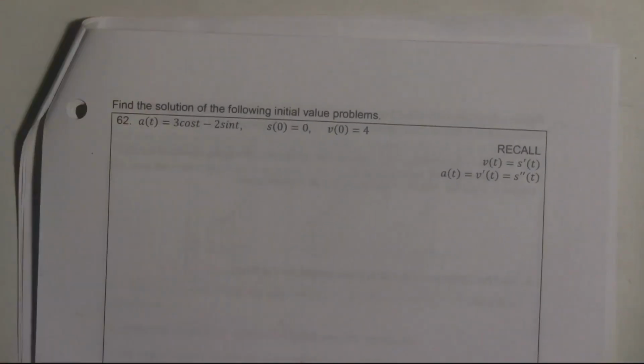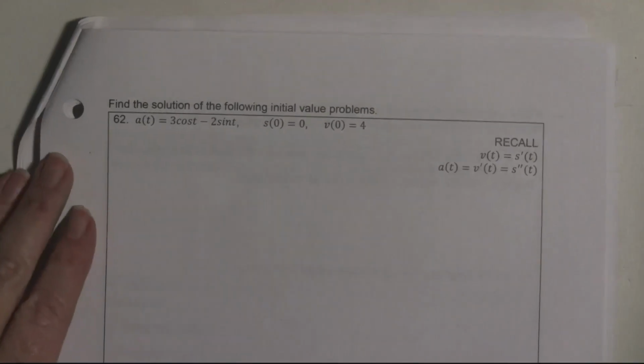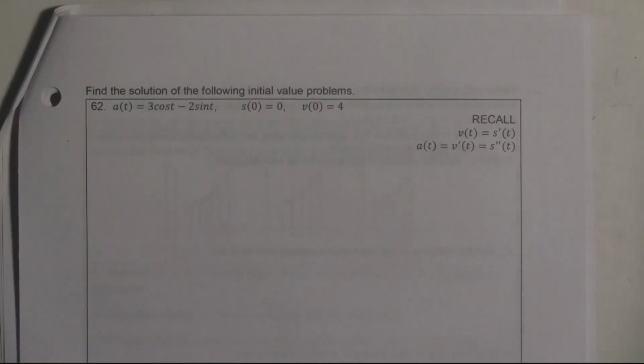Okay, we have just a few more to do, not that many, just 2. This is problem 62, and we're doing a good job. It says, find the solution of the following initial value problem. And they've given us a of t. You might not recognize a of t, but remember that it is acceleration. Maybe they even had in the directions that A is acceleration, because this is what I put over here.